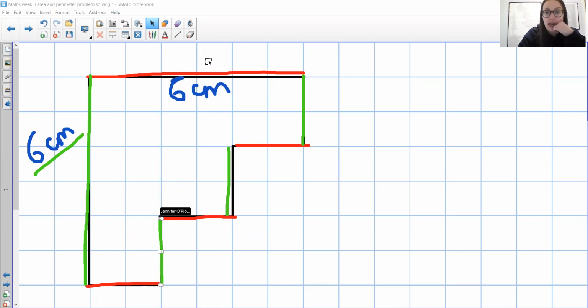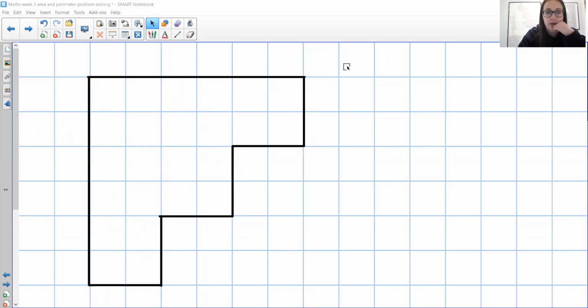Okay then, let's clear all of that. And let's change our numbers. So this time, let's do the other way around. I'm going to tell you that this length here is 5 centimetres. I'm going to tell you that this one here is 5 centimetres. And I'm going to tell you that this one here is 5 centimetres. Can you now tell me what is the length of this length up here?